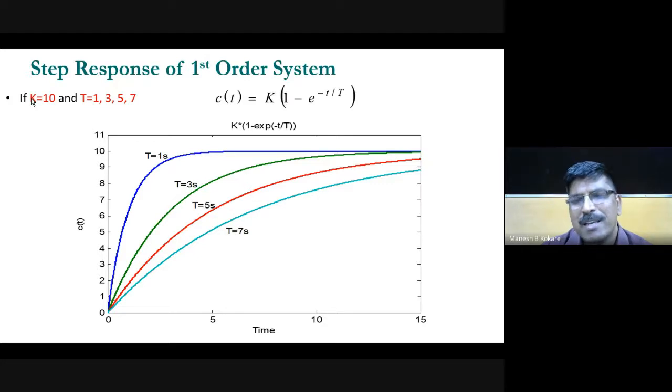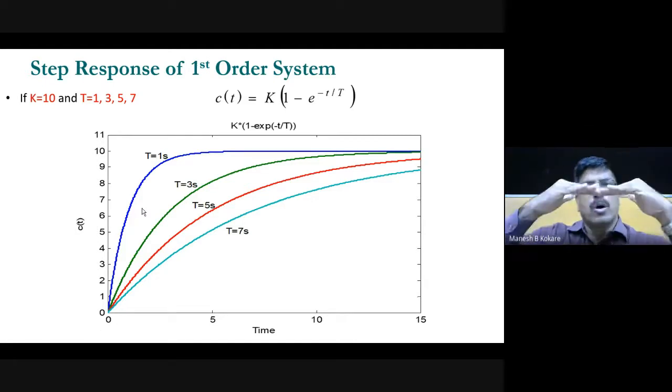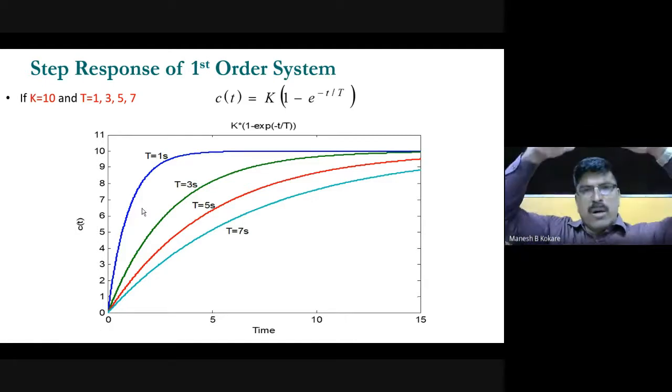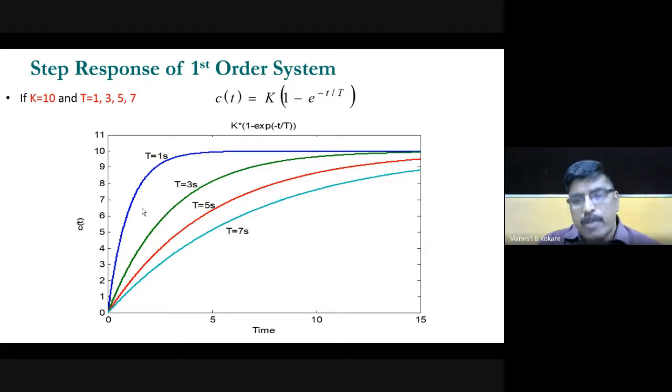Yeah, basically, response time will remain the same. Only thing is that if k is equal to 1, it will reach 1. If k is equal to 2, it will reach 2. If k is equal to 5, it will reach 5. And if k is equal to 10, it will reach 10. Your response time will remain the same. Only thing is where to reach, whether the final value is 1, 2, 3, or 10. So this is decided by the gain.